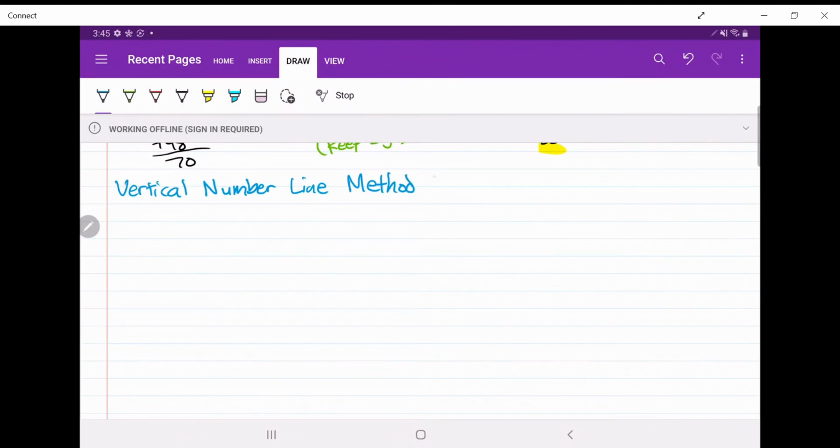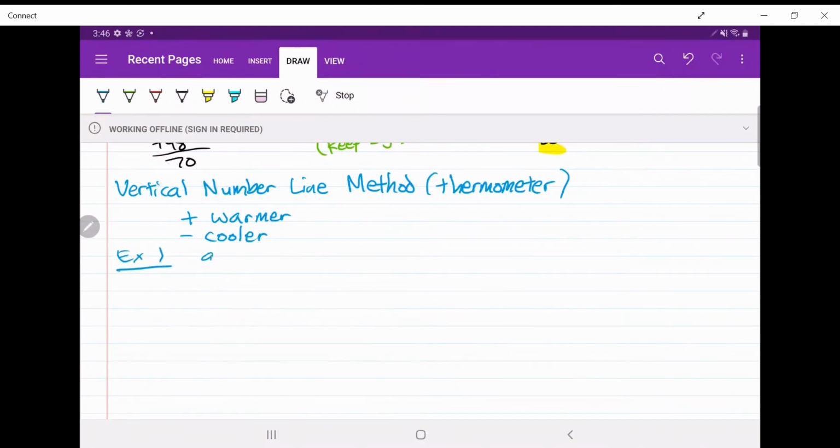And you can think of the vertical number line method as a thermometer, where it gets warmer or cooler. So if it's plus, that means it's getting warmer, the temperature is increasing. And if it's minus, that means we're getting cooler, the temperature is decreasing. So we'll start with our first example.